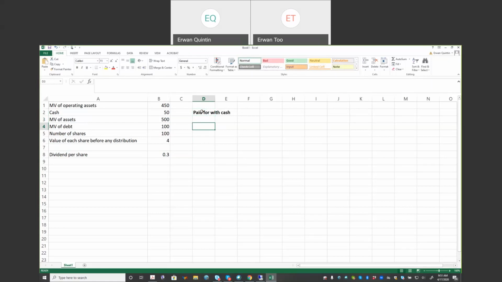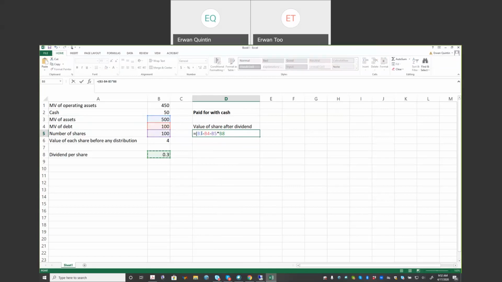So I'm just going to pay for this in cash. So now the value of the share after the dividend, for all my 100 shareholders, is going to be equal to: I had 500 in assets. I still owe this much in debt, but now what am I going to do? I'm going to distribute some dividends. So that means that I'm going to lose part of my cash. How much? Well, there's 100 shares, and I'm going to pay a dividend per share of 30 cents.